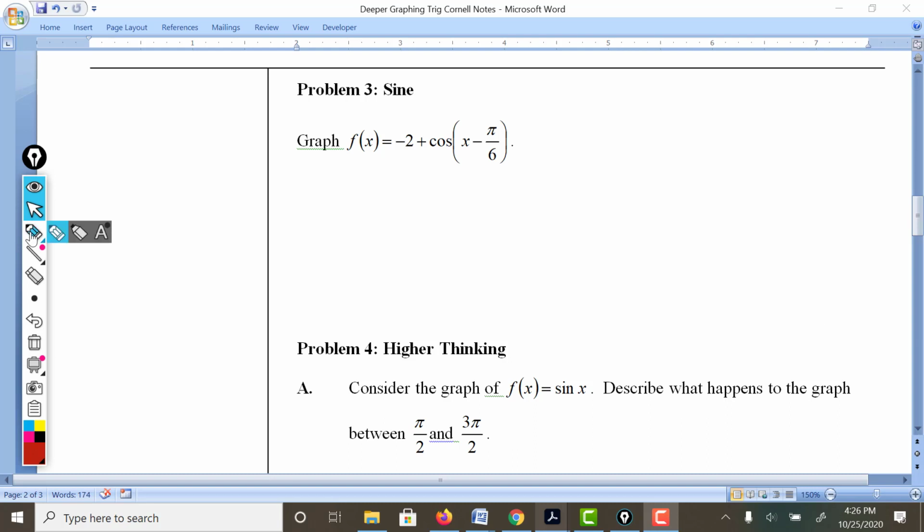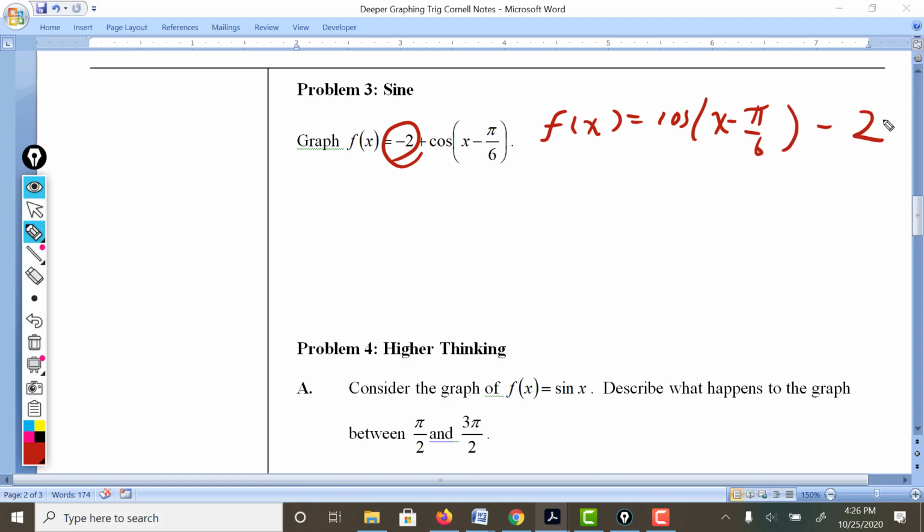You'll notice that I don't like how they put the negative in front. It may confuse some of you into thinking it is an amplitude. I would strongly suggest rewriting this as f of x equals cosine of x minus pi over 6, and then minus 2 on the outside. That'll help you recognize better that this is a k value.